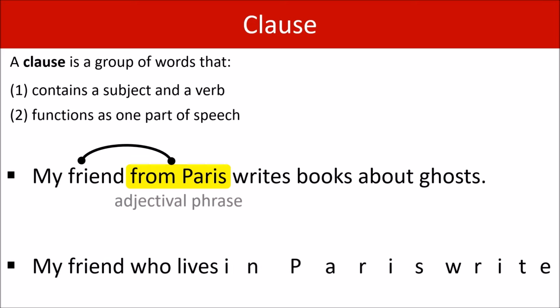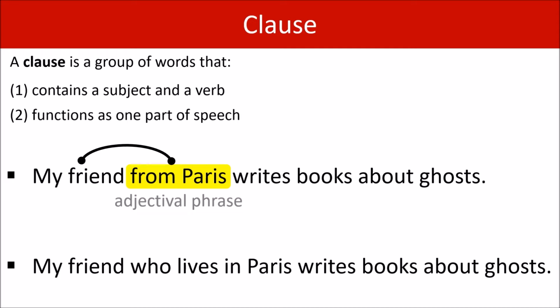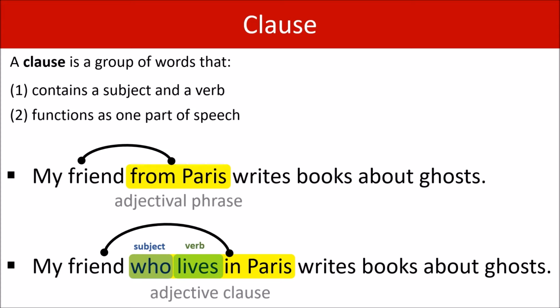But look at this. My friend who lives in Paris writes books about ghosts. Who lives in Paris is also describing my friend, but this group of words has a subject and a verb, and that's what makes it a clause. So this is an adjective clause. We have a whole lesson and another video on clauses, and also the different types of phrases and different types of clauses. So look at this. Contains a subject and verb. That is the difference between a phrase and a clause. Let's get back to phrases.